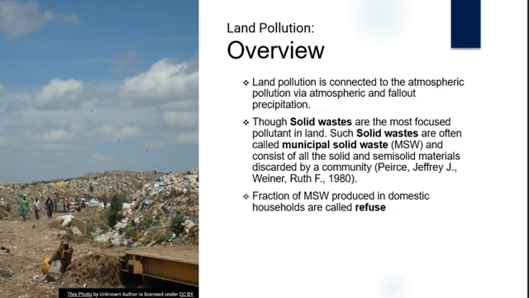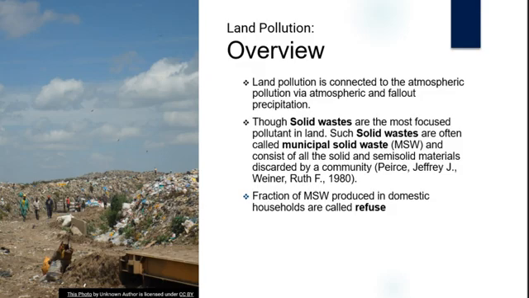Now we're going to talk about land pollution. Land pollution is connected to atmospheric pollution by atmospheric fallout and precipitation. The pollutant most focused on in land is solid waste, often called municipal solid waste, which consists of all the solid and semi-solid materials discarded by a community. The fraction of municipal solid waste produced in domestic households is called refuse.